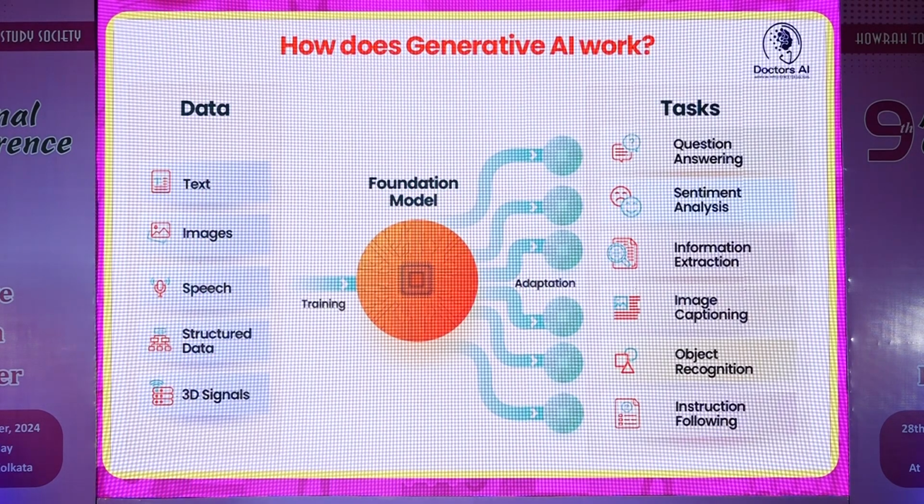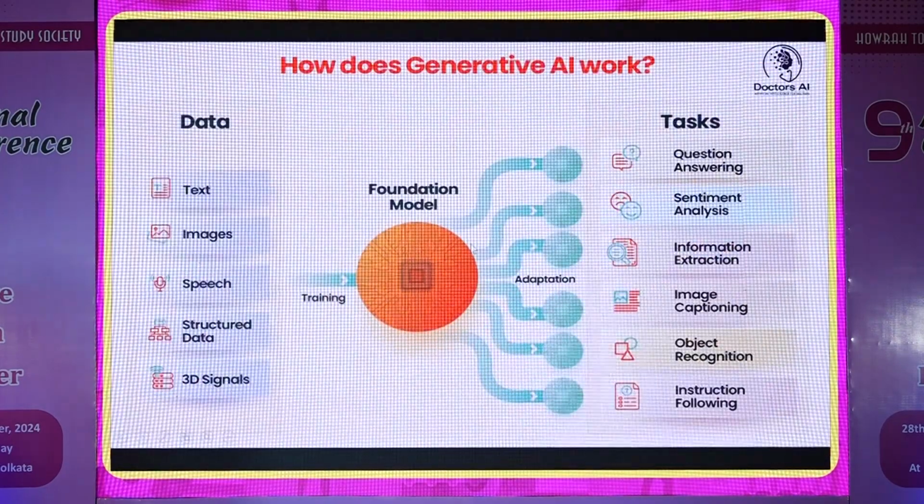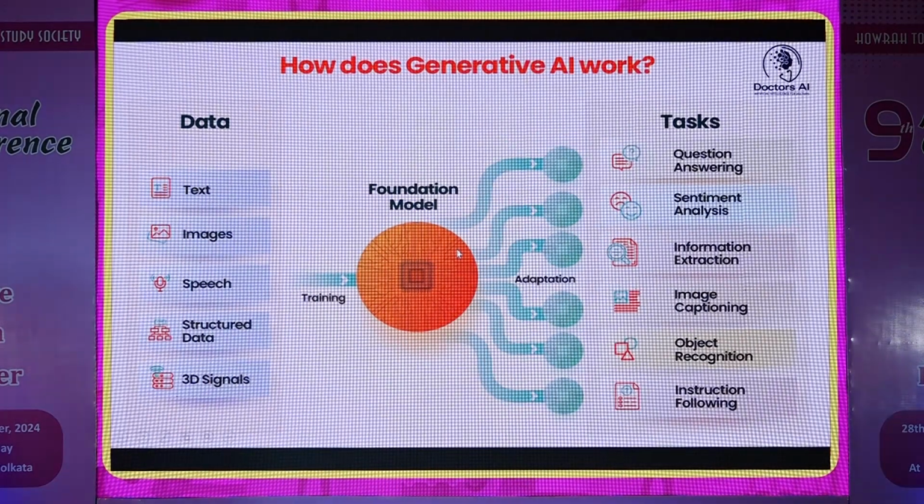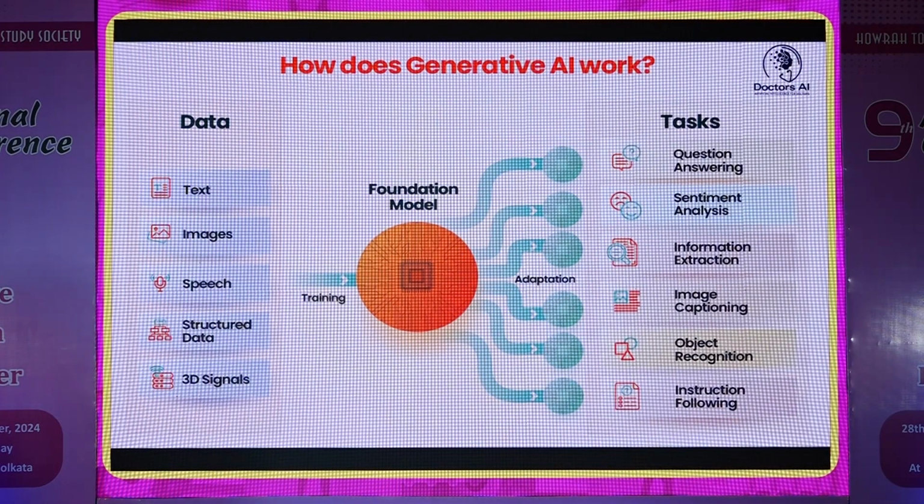generative AI? On your left side, you can see you have got the data, which is the text, it could be in the form of images, it could be in the form of speech, it could be in the form of structured data or 3D signals. And then it runs through a set of foundation models, which is also called a transformer model. Now, the larger the transformer model is, the bigger the data set on which it is built, the stronger is the response. And so is the response of ChatGPT that you get.